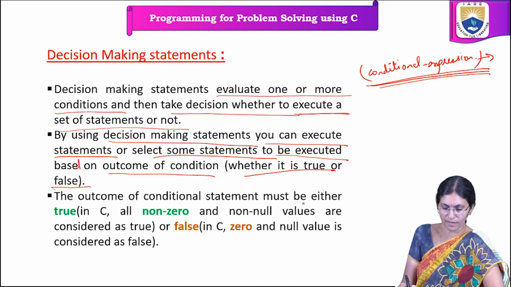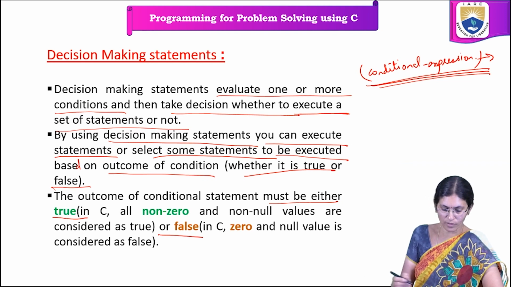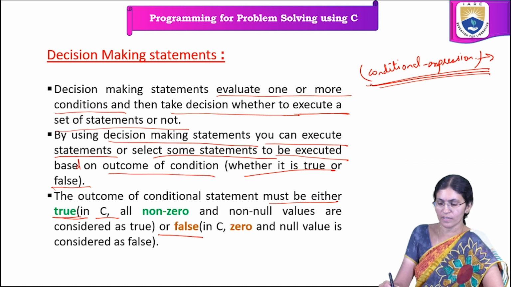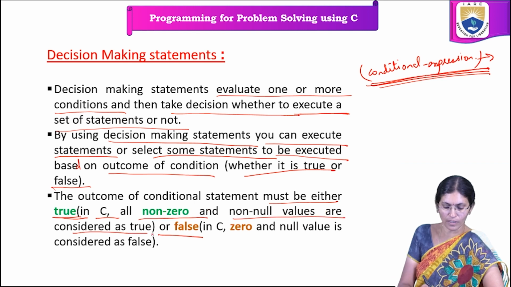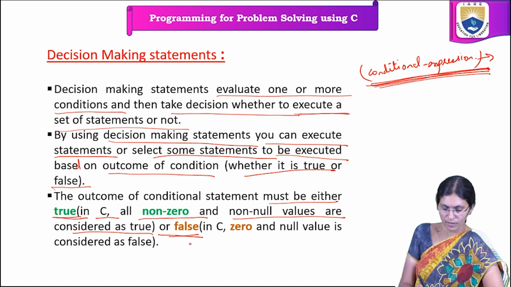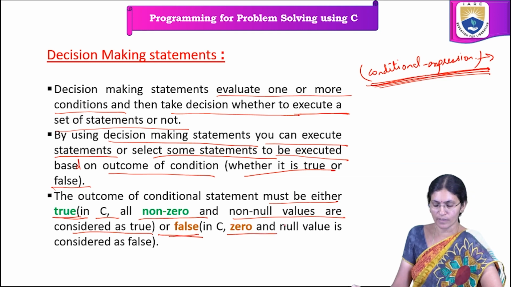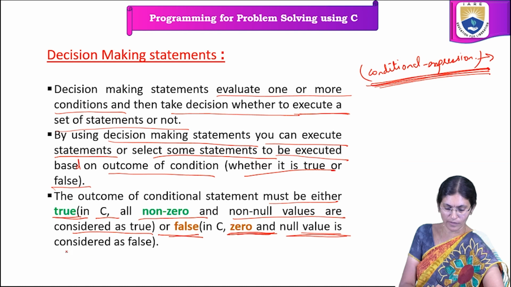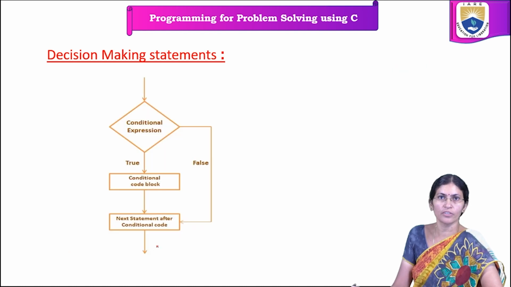So here, the outcome can be either true or false. True, in C language, refers to the return value of the conditional expression being a non-zero or non-null value; all of these are considered true. If the outcome of the conditional expression is false, the return value is 0 or a null value. So false in C language means it returns either 0 or a null value.